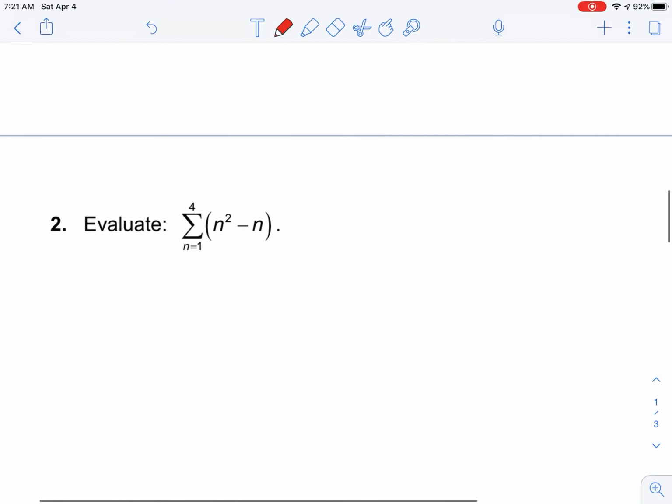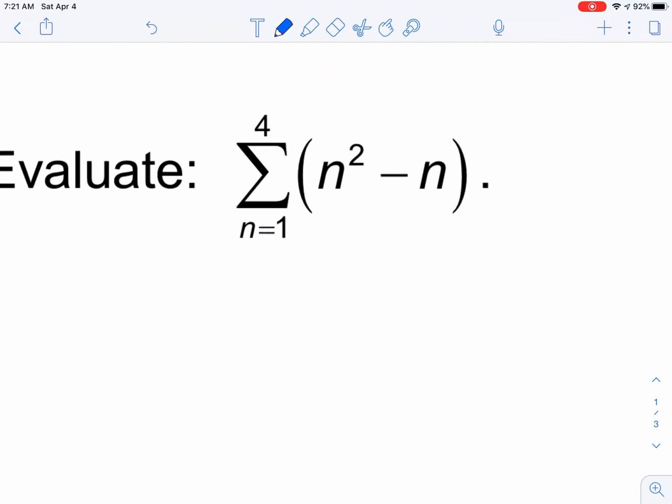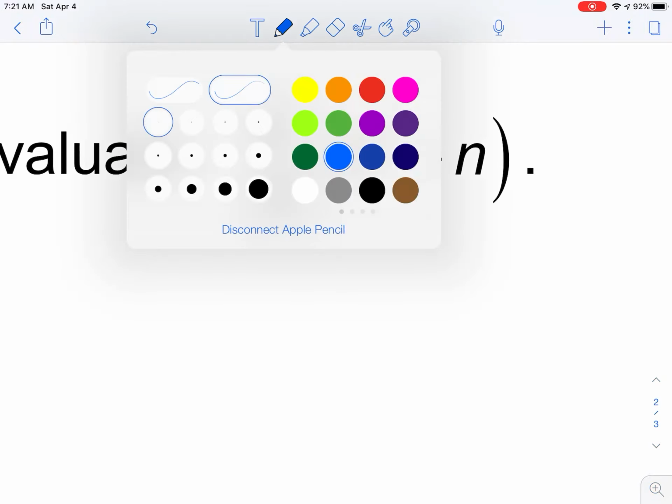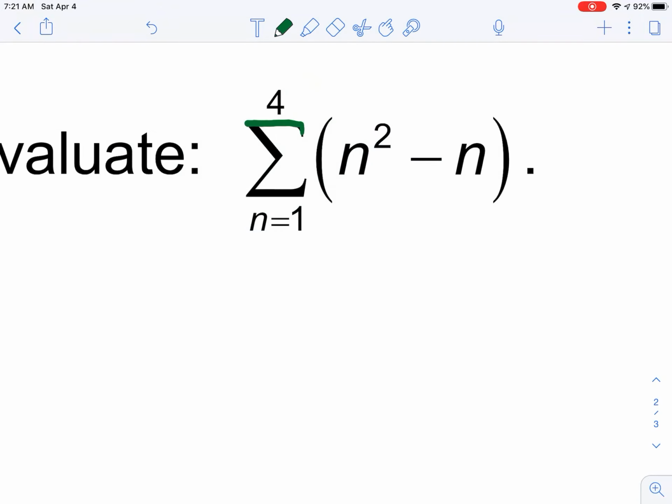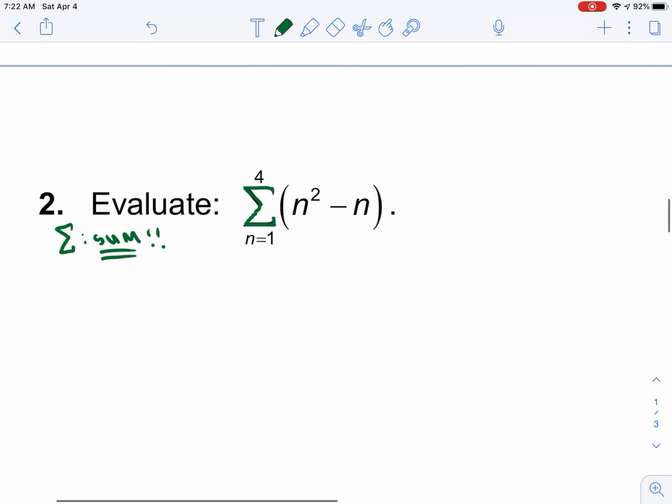Now, on the next page, you're going to see this sigma notation. When it says to evaluate and you see this sigma sign right here, actually, let me use green. When you see this right here, it will not say in the directions, find the sum. But if you see this sigma, that means sum. You have to know that.